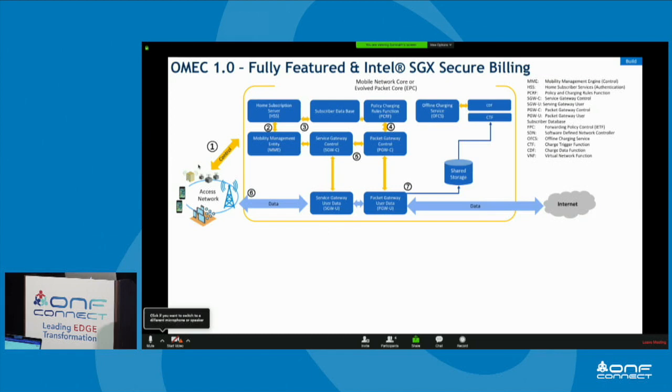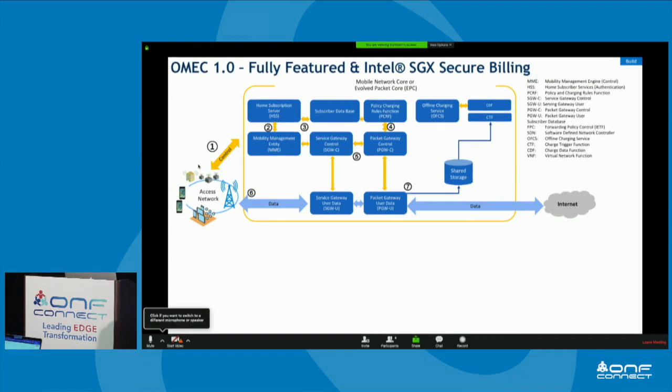Now, when the data is flowing, the packet gateway is going to generate some records. That means per UE, per session, how much data was used uplink, how much data was used downlink. That kind of information is stored today in a shared storage. So telcos use this model.